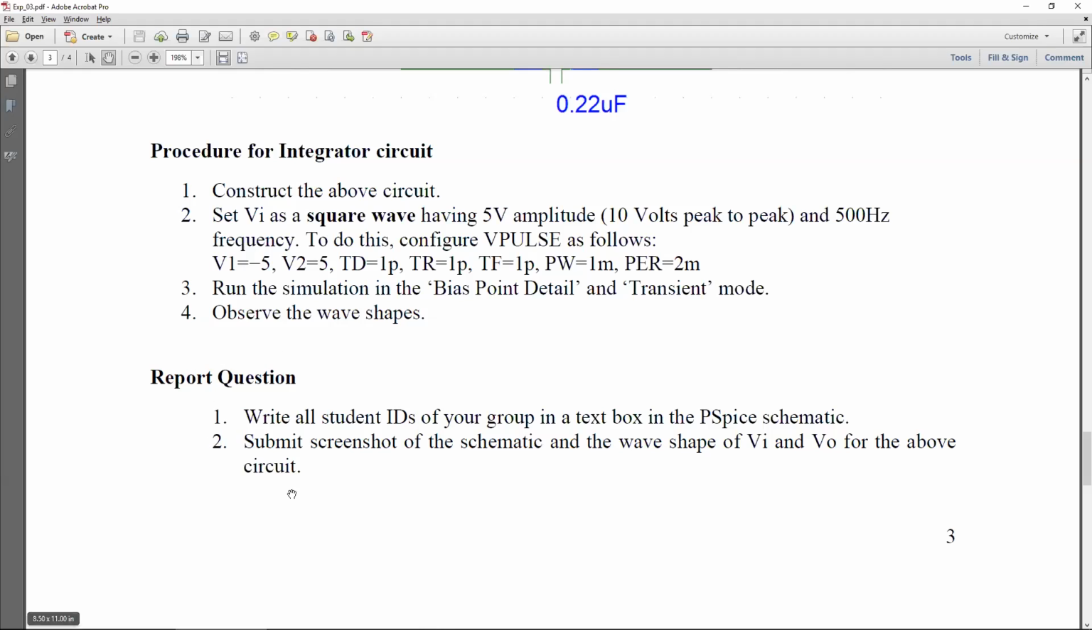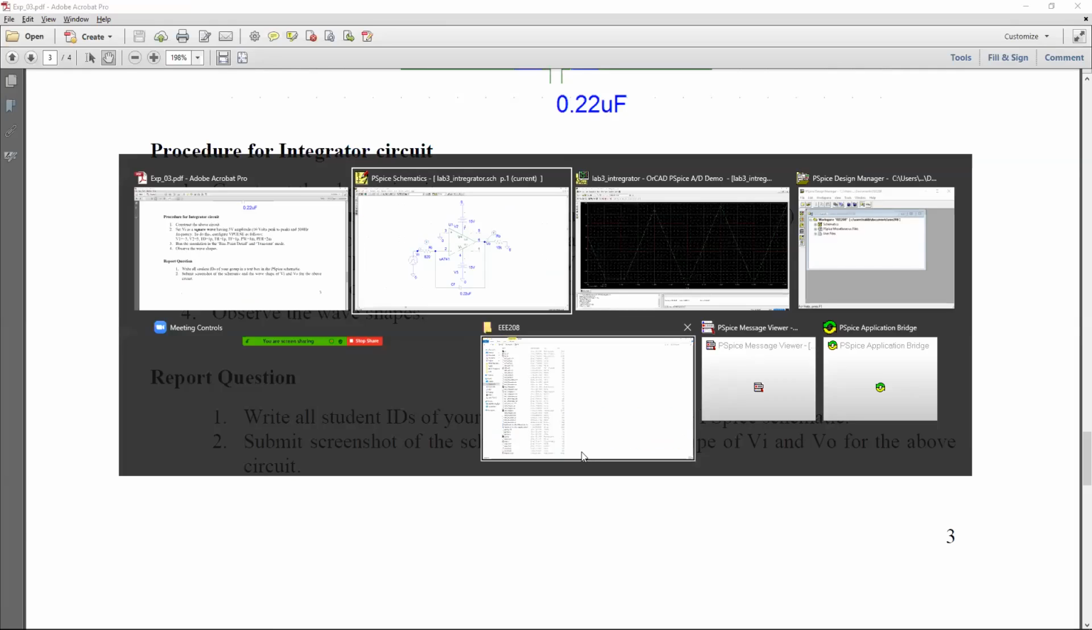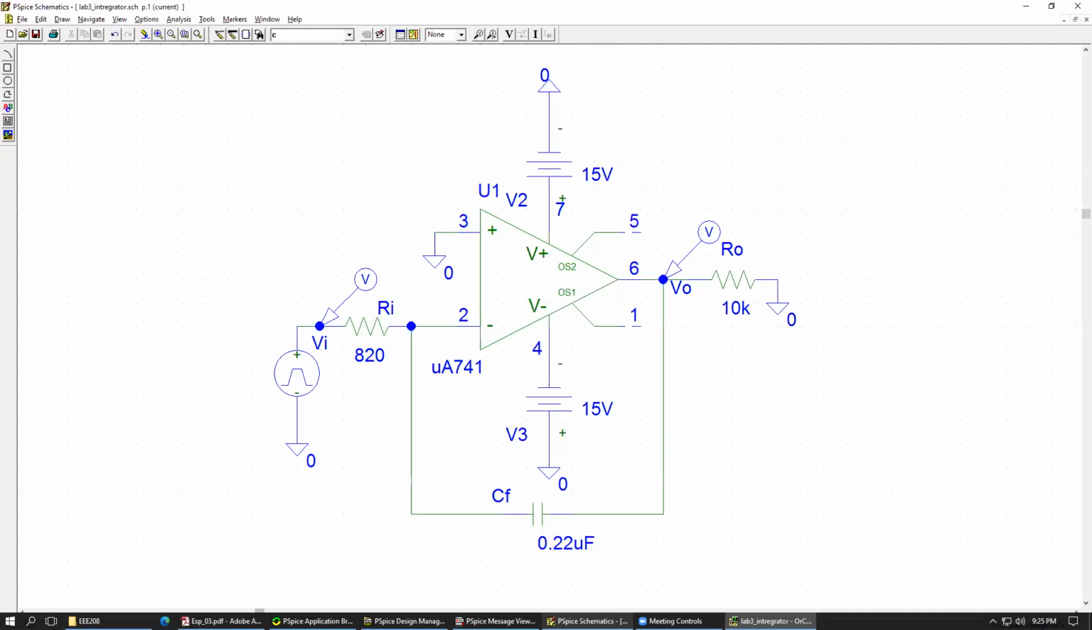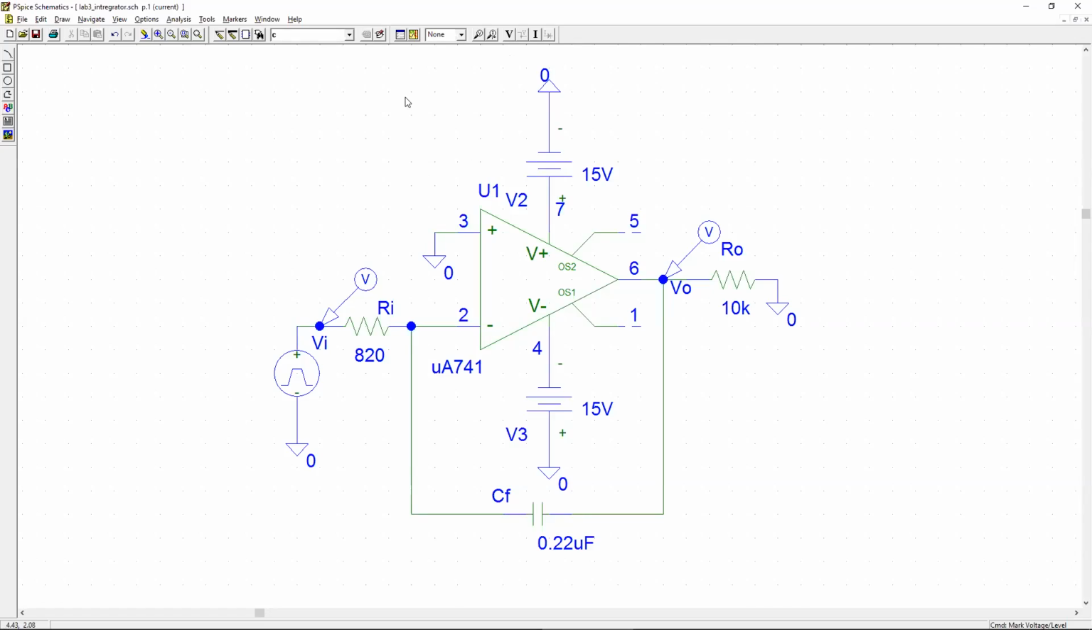For the report question, you need to write all the student IDs of your group in a text box, just like our inverter circuit I already demonstrated in the previous video. And then you need to submit a screenshot of the schematic and the wave shape. That means I asked you to submit this wave shape, and along with this the schematic that you have drawn. And on this schematic, you obviously need to write your group members' student IDs in a text box, and then you should take the screenshot.